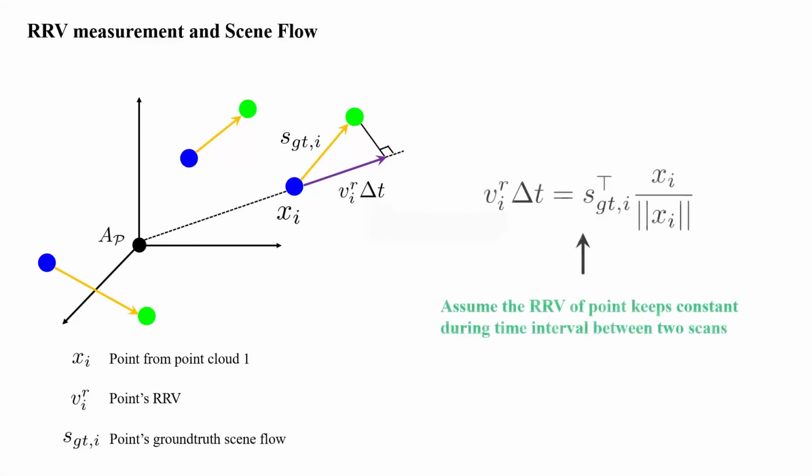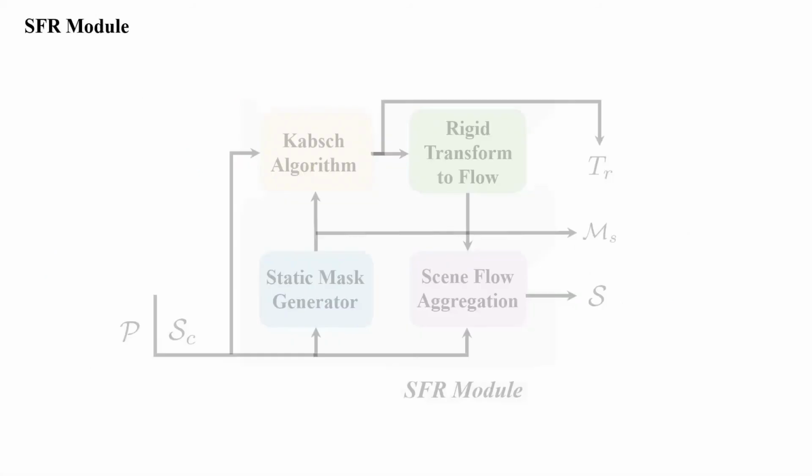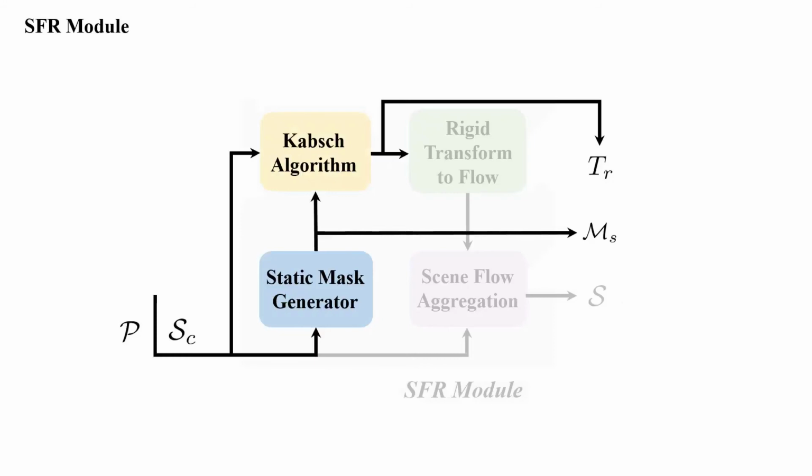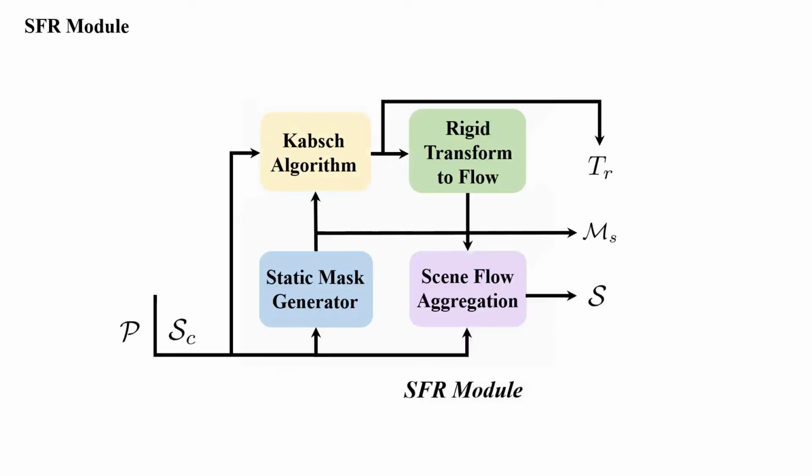Assuming the RRV of points stays constant during the time interval between two scans, we can reach the equation on the right. The equation is used twice, for static mask generation and loss function formulation respectively. To refine the basic scene flow from our ROFE module, we first generate a static mask to classify moving or static points. We then use the Kabsch algorithm to estimate the rigid transformation, from which we can obtain the rigid scene flow. Finally, we refine the flow vectors of identified static points with the rigid scene flow.